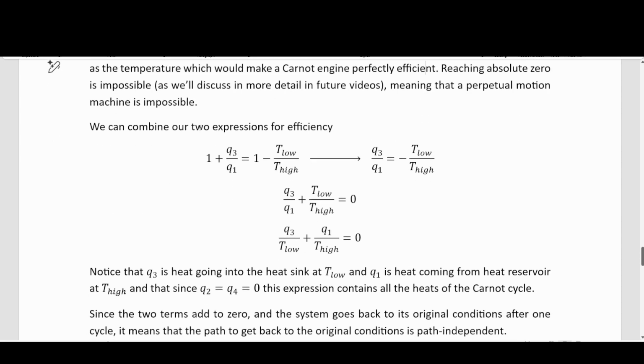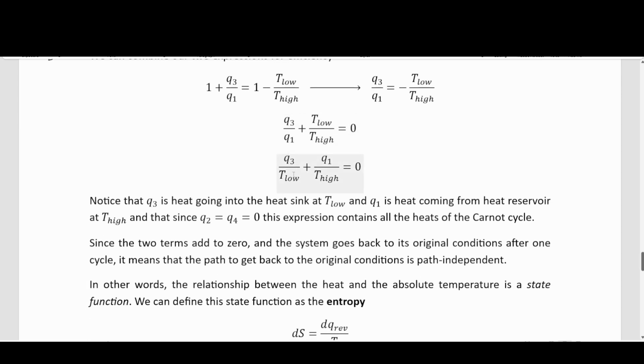We can combine our two expressions for efficiency. So remember, we had this in terms of the heat, then this in terms of the temperature, and so the 1's will cancel out, so we get Q3 over Q1 equals negative T low over T high. We then add this on both sides, so we get this equal to 0. We do a little bit of manipulation here. We get Q3 over T low plus Q1 over T high equals 0.